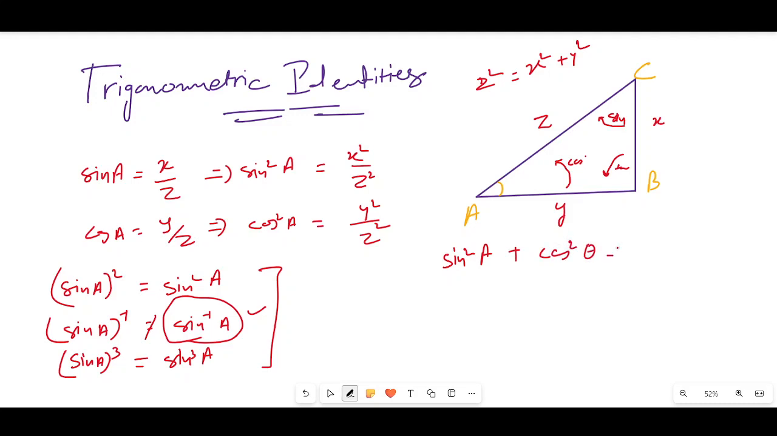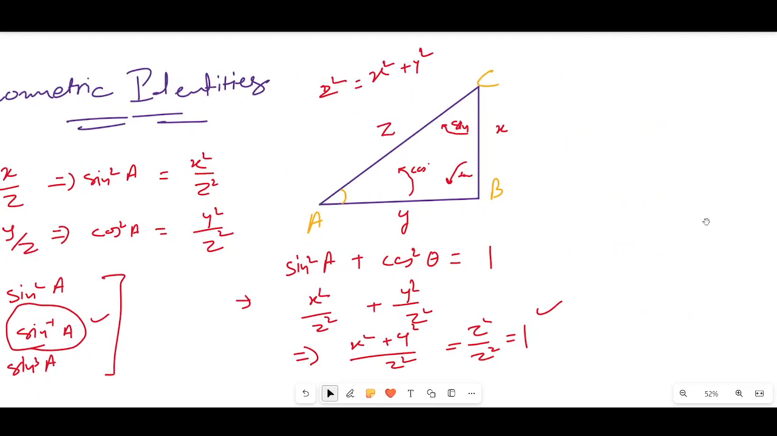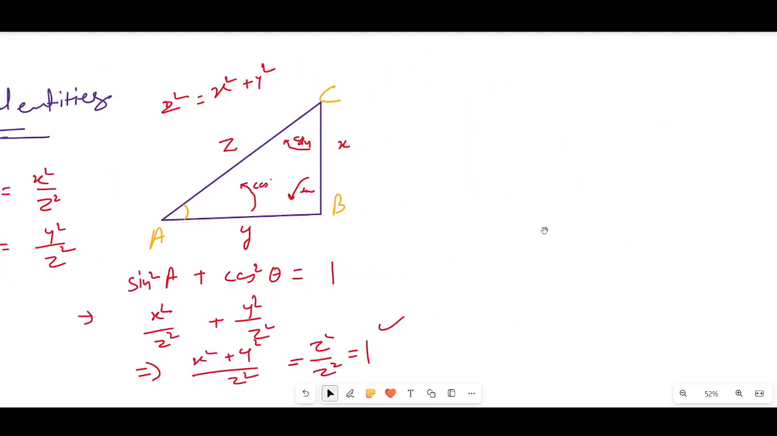Now, right here, sine square A plus cos square A. If you add it, what will you get? You will get 1. How does it come? Here, sine square is x square by z square, and cos square is y square by z square. If you add it, then you will get x square plus y square upon z square. That means z square upon z square, that is 1. Clear?